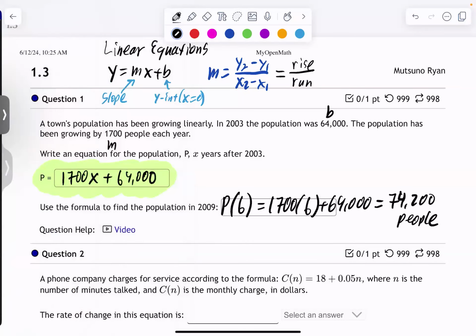And where am I getting the 6 from? Well, if we go from 2003 to 2009, that's a difference of 6 years. So that's where my 6 came from, not my 3. All right, let us move on. So just want to make sure we highlight that by 2009, assuming the population remains linear following that model, there will be 74,200 people in that town.